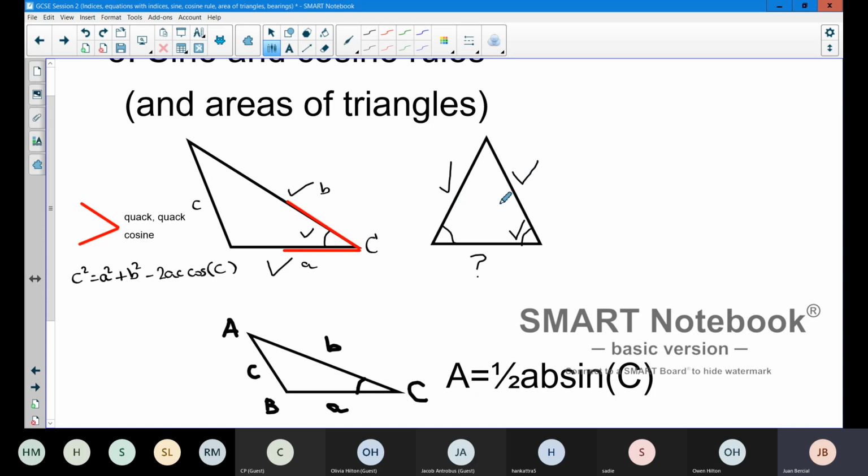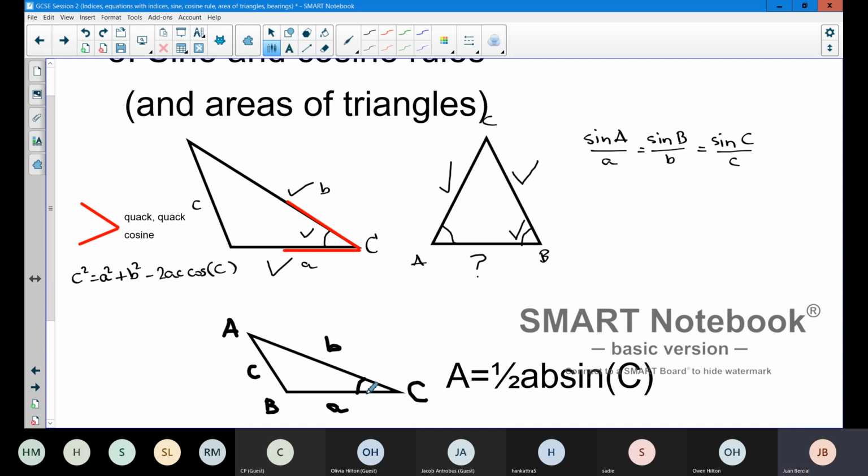And we use the sine rule when we know the alternate. So if we know, for example, one side and the opposite angle, or another side and the opposite angle, and as you know, it is sine A divided by a equals sine B divided by b equals sine C divided by c. And this is a handy formula to know as well.